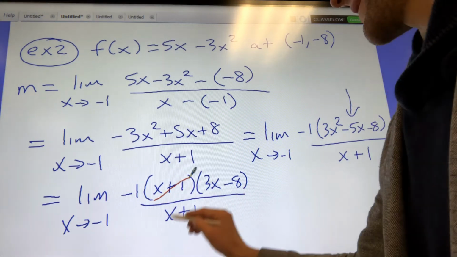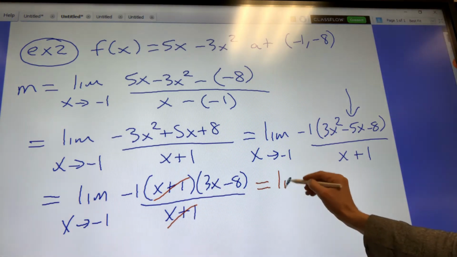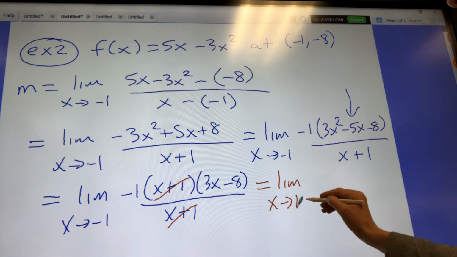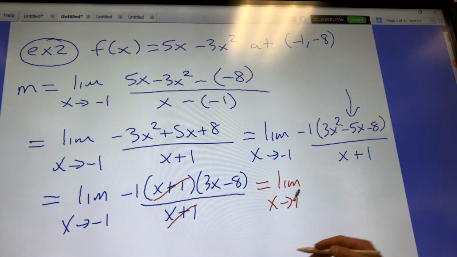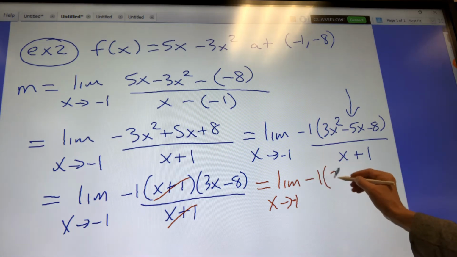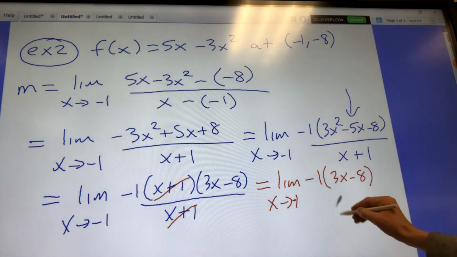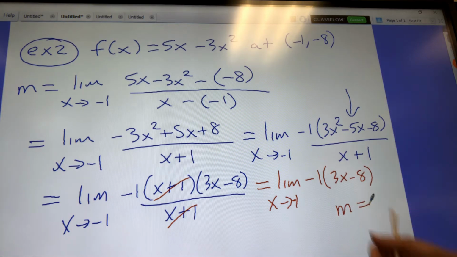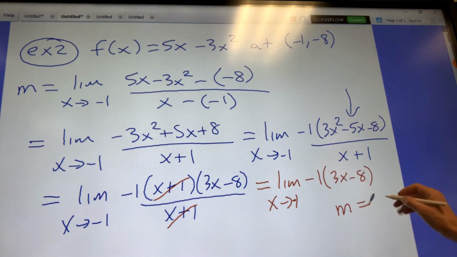Gonna cancel the x plus 1. So now we have the limit as x goes to negative 1 of the opposite of 3x minus 8. So now I can plug negative 1 in there. I'm going to get negative 11, but the opposite of it is a positive 11.